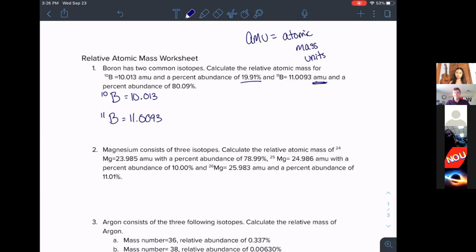Multiply it by 100.01. Perfect. So we're going to divide by 100 and multiply it by 0.01. So if I convert this one, 19.91%, if I want to make that into a decimal, how would I do that?